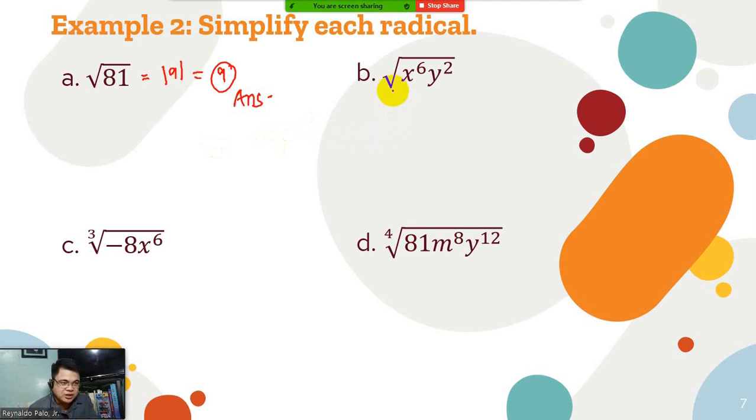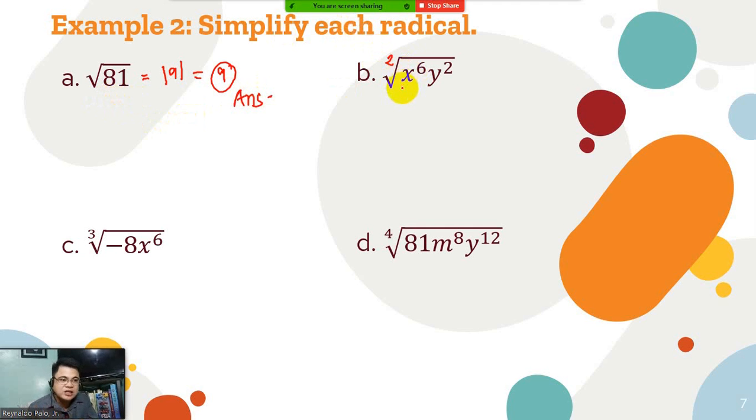Let's have letter B. Square root of x raised to the 6th power y square. So, here we can apply the product law of exponents. Take note also that we are going to use the laws of exponents here, in talking about radicals. So, the first thing is that the index that you are seeing right now is 2. Take note that if you are not seeing any index of the radical, automatically it is 2. So, we only write 3, 4, 5 if it is, of course, more than 2. Just like here, in square root of 81, we all know that the index is 2.